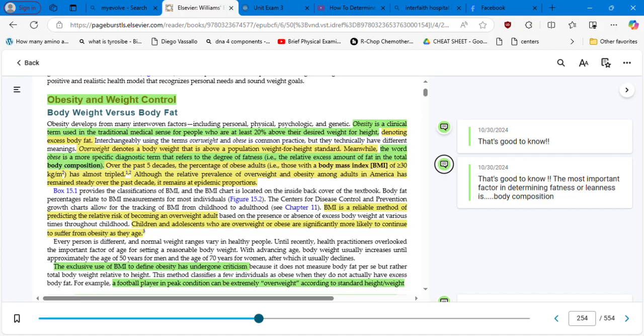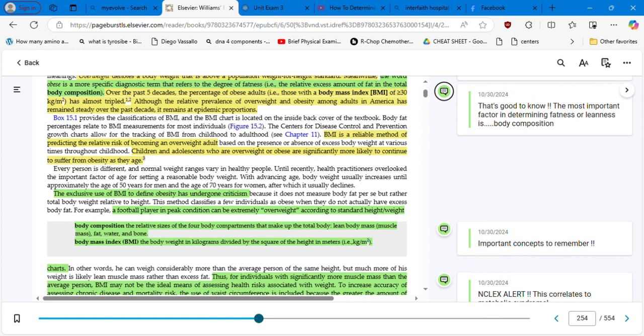Although the relative prevalence of overweight and obesity among adults in America has remained steady over the past decade, it remains at epidemic proportions. So that's good to know. The most important factor in determining fatness and leanness is body composition. Okay, body composition. Let's move.